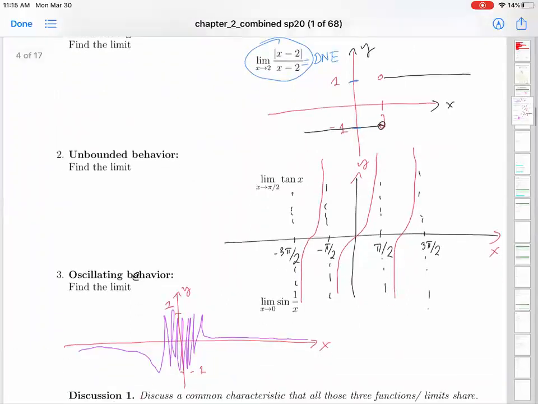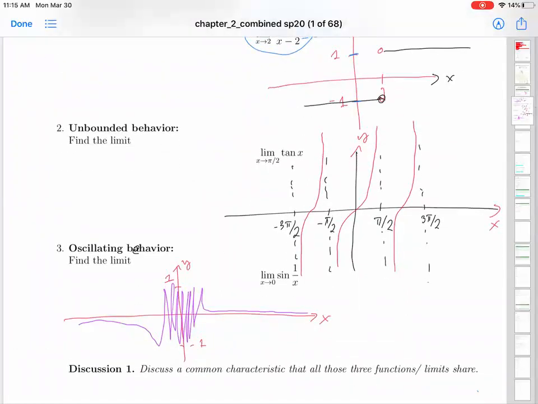All right. The next example, the unbounded behavior. If you look at the function tangent of x, what happens when x goes to pi over 2? So when x goes to pi over 2 from the left side, the function values go up to positive infinity. And when x goes to pi over 2 from the right, the function goes down to negative infinity. So they go in different ways, unbounded values. That means the limit of this function here is undefined.